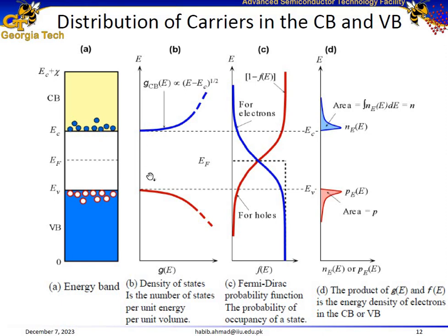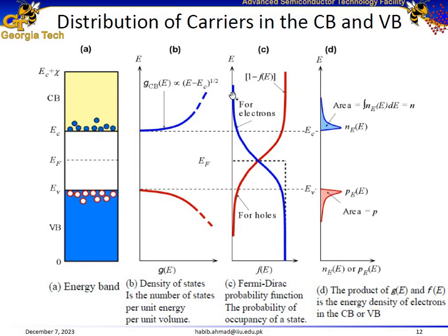Here is the density of states of the electrons in the conduction band and holes in the valence band. As we can see from this plot, the density of states of electrons in the conduction band actually increases as we move higher into the conduction band. Similarly, the density of holes in the valence band actually increases as we move deeper into the valence band.